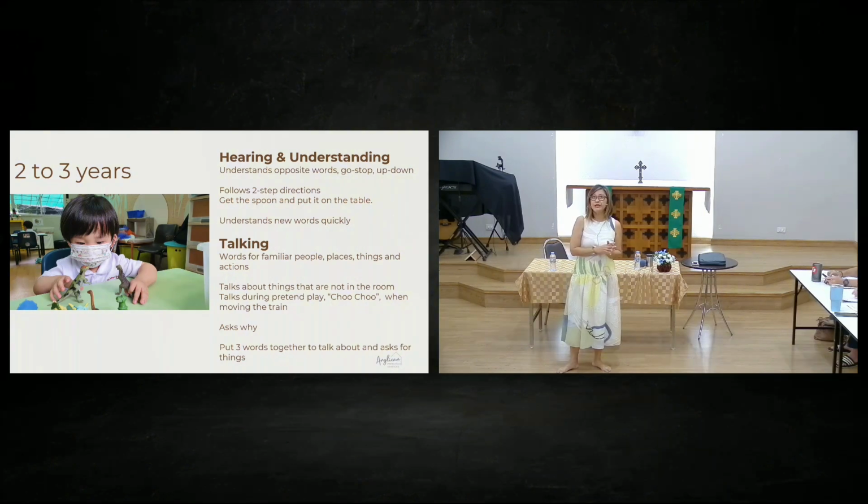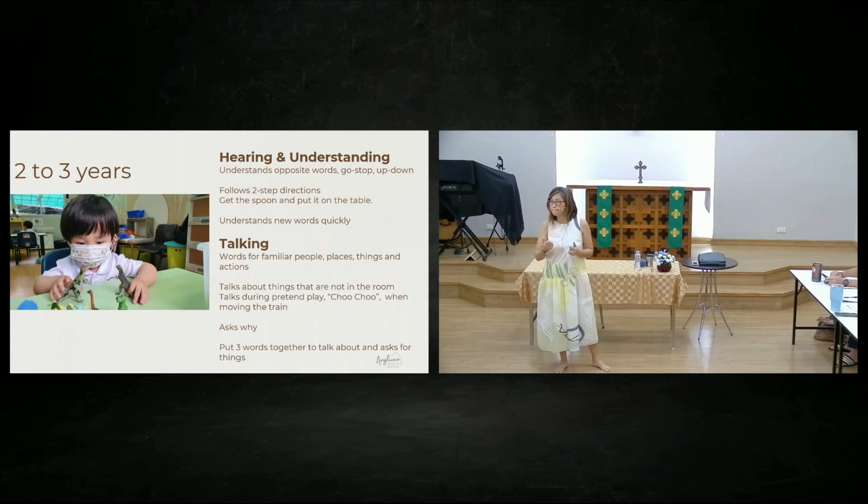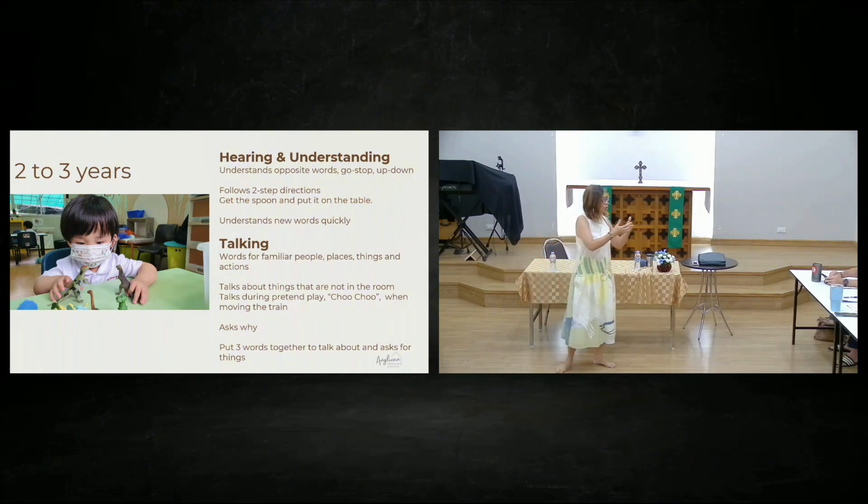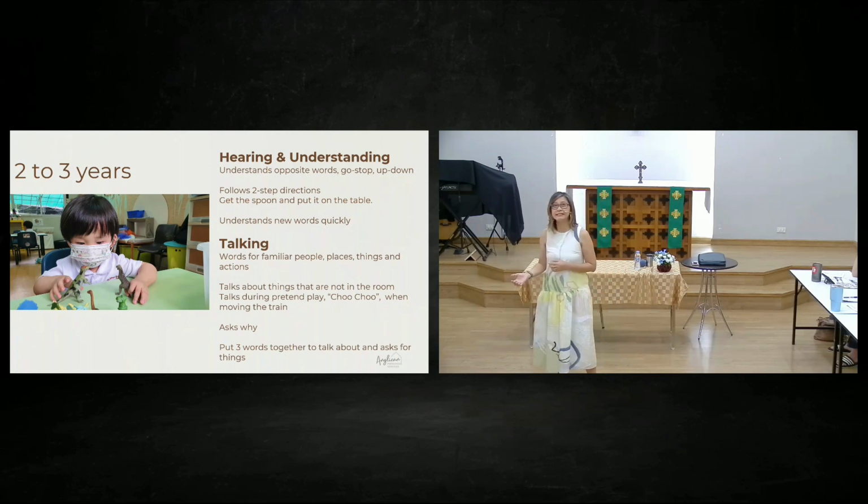So for the 2 to 3, they understand opposite words, simple ones: go, stop, up, down, sit, stand. They follow two-step directions: put your bag on the shelf and come sit in the front. They understand new words pretty quickly, and words for familiar people. They are able to name places: my mom, my dad, my teacher, my friends. And then they talk during playtime, pretend play. Choo-choo, you will notice.